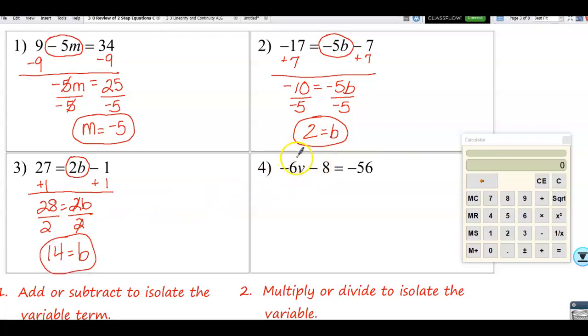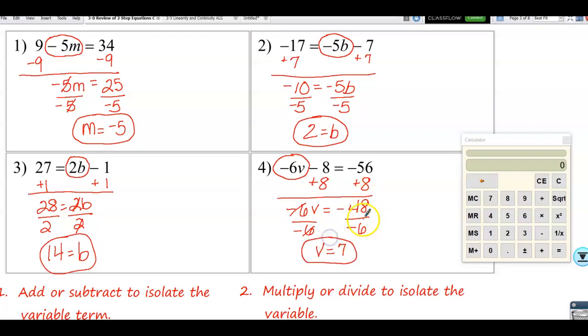And the last example on this page, here is our variable term. We need to add or subtract to isolate the variable term. So we will add 8 to both sides. That gives us negative 6v is equal to negative 48. Now we multiply or divide to isolate the variable. We're going to divide both sides by negative 6. And these will cancel, leaving us with v equal to positive 7, because a negative divided by a negative is a positive.